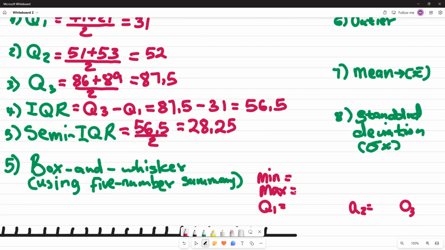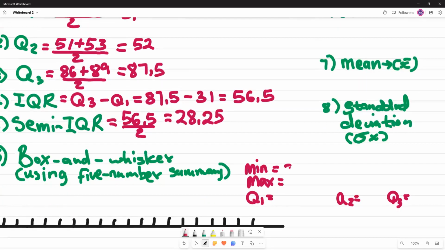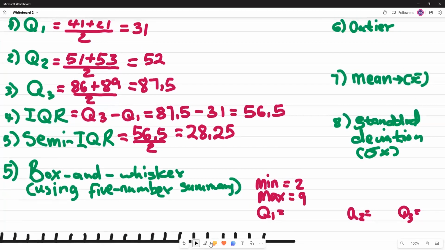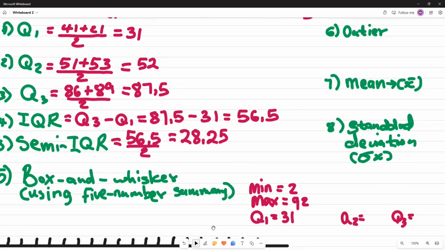Let's check this quickly. What are they? Let's go back up. The minimum value is 2, the maximum is 92. Q1 is 31. Let's make sure, yes, Q1 is 31. Q2 is 52. And then Q3 is 87.5.